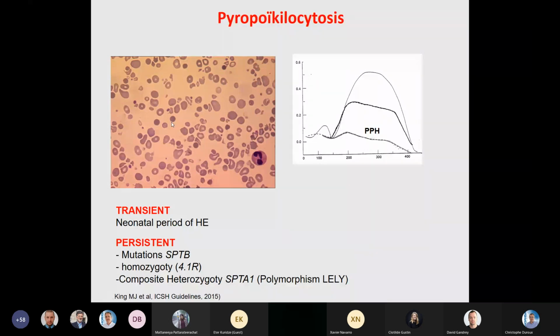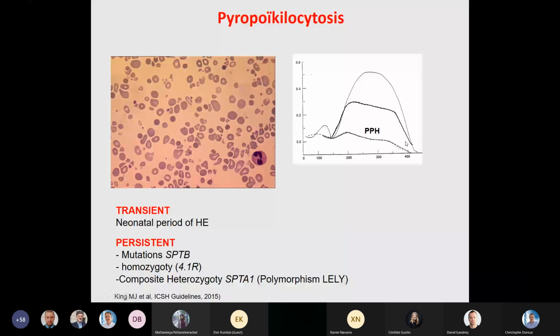So pyropoïkilocytosis is somehow difficult to recognize on a blood smear because it's very far away from what you can expect from an elliptocytosis. But it's the same category of disease, just more marked, and the red blood cells fragment into the blood flow because of this instability of the spectrin tetramer. So the ektacytometry, the gradient osmotic ektacytometry, gives you an absolutely specific curve of HPP. This is this trapezoidal curve you can see on the right. So it can be very helpful in pyropoïkilocytosis diagnosis.